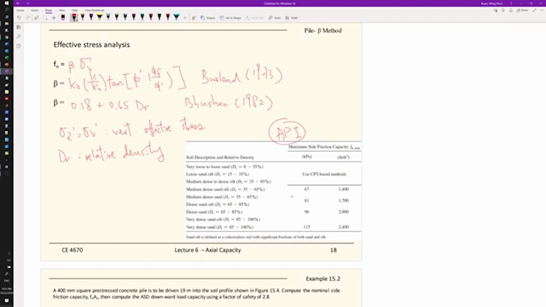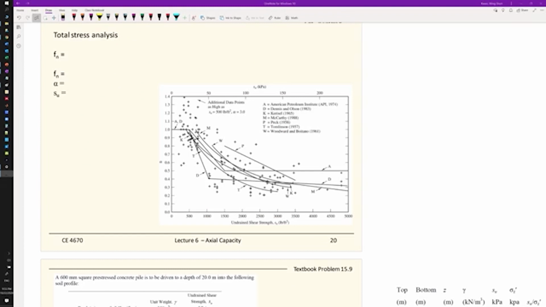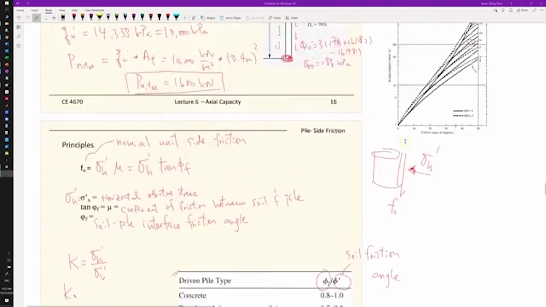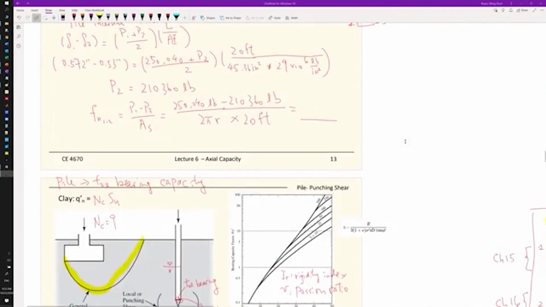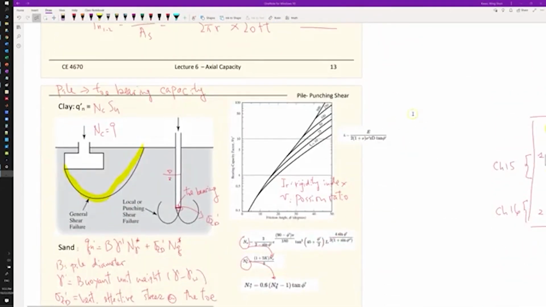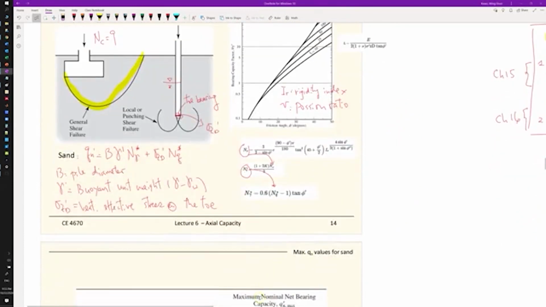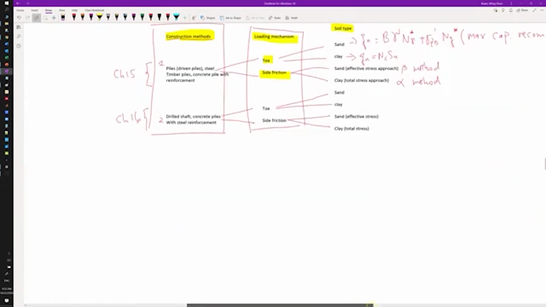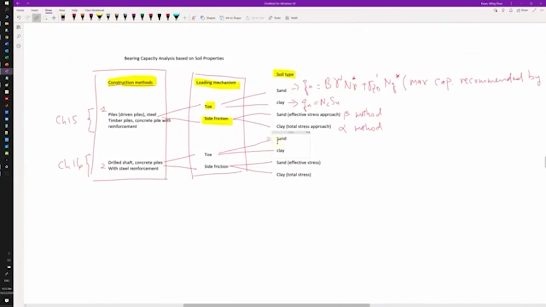So pretty much this is the beta method. Remember, a lot of this depends on the loading mechanisms and also the type of the piles. So if we go back to the big picture, what we're doing now is the clay. Given we're looking at side frictions for different piles, and this is a total stress approach, we can use the alpha method to find out the side frictions.